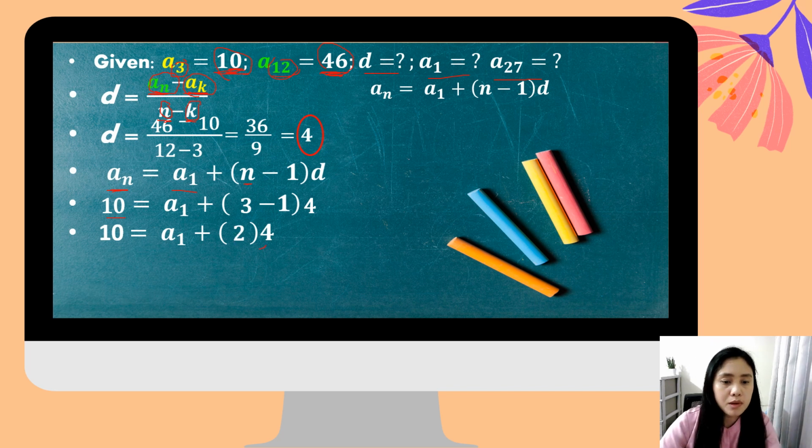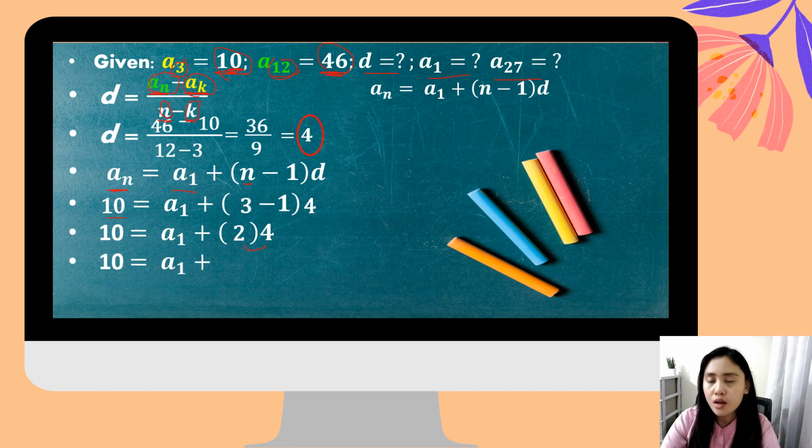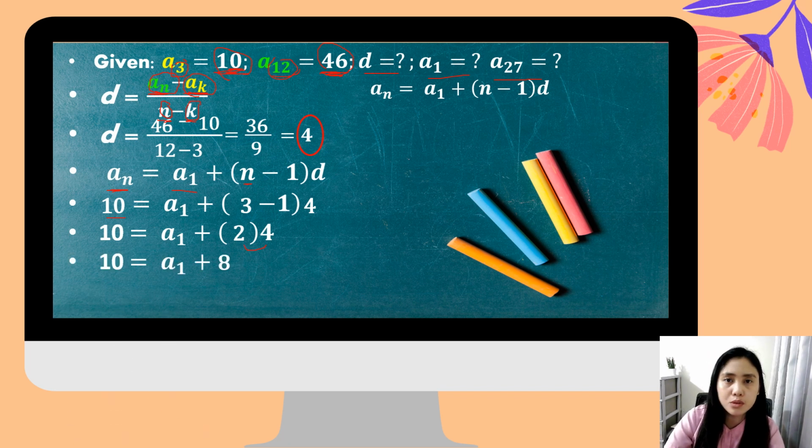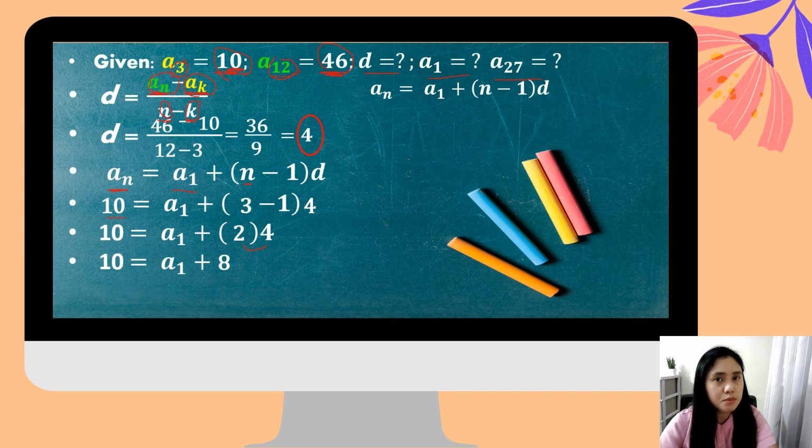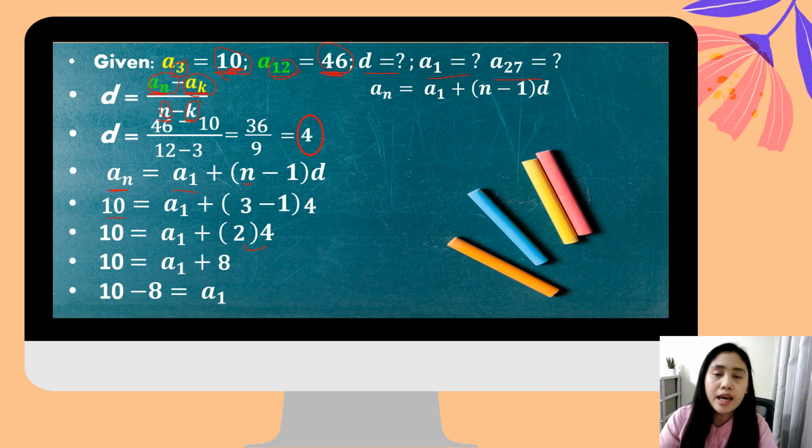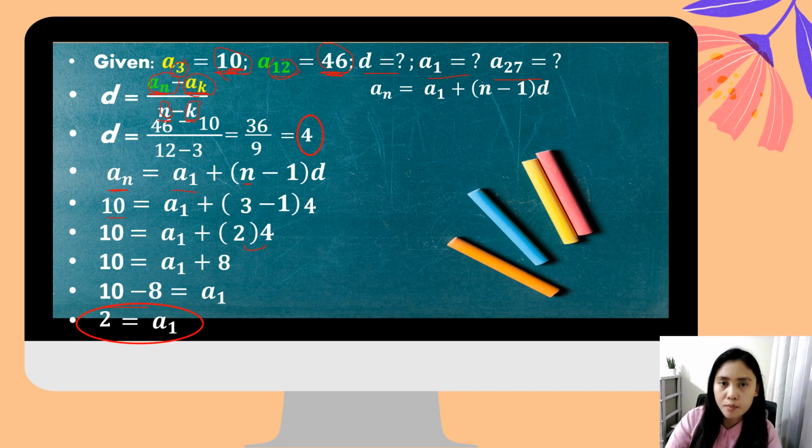Next, multiply. 4 times 2. 4 times 2 is equal to 8. And then, applying the addition property of equation, we will have 10 minus 8 equals a sub 1. And 10 minus 8 is equal to positive 2. That's it. The first term is 2.